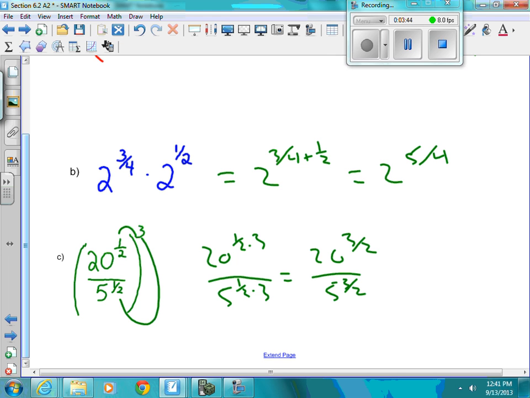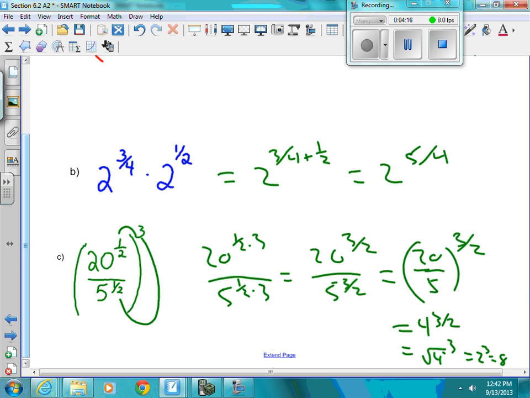And then, if I look, I can reverse this property. I can say 20 over 5, and I can pull that 3/2 out because they have it on both, so that's reversing that property. And 20 divided by 5 is 4 to the 3/2 power, right? Or square root of 4 to the 3rd power. Square root of 4 is 2, to the 3rd power, or 8. There's a lot going on there, but that's using all of our properties we've had so far.